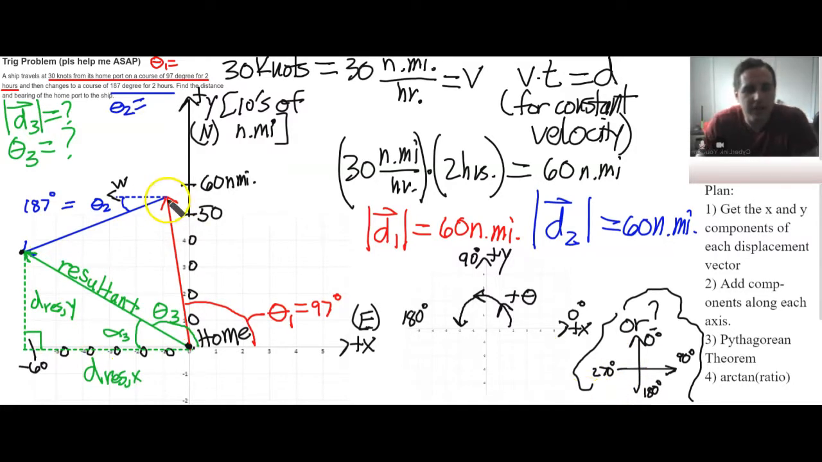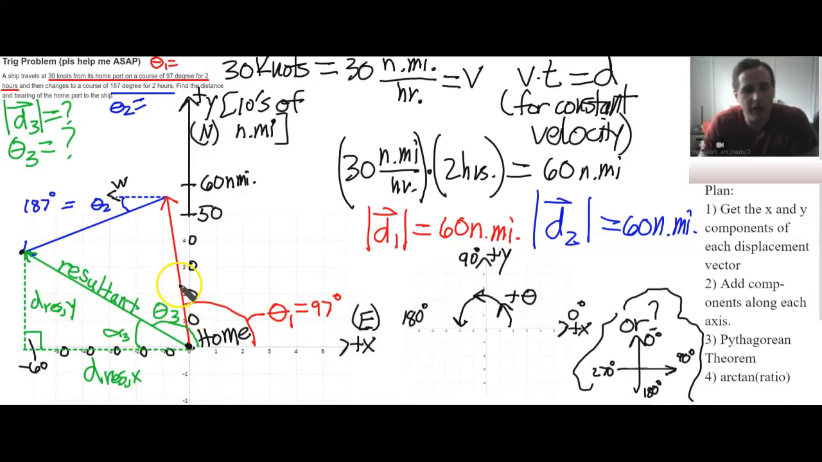Now notice each of these red and blue vectors form right triangles, and what we should do is use these angles and get the x and y components. So we should find the x and y components using cosine and sine of the respective angles, add the components along each axis, use the Pythagorean theorem to get the total resultant magnitude here, and then we should use arctan of the ratio of the y component over the x component. And we have to think about these angles carefully.